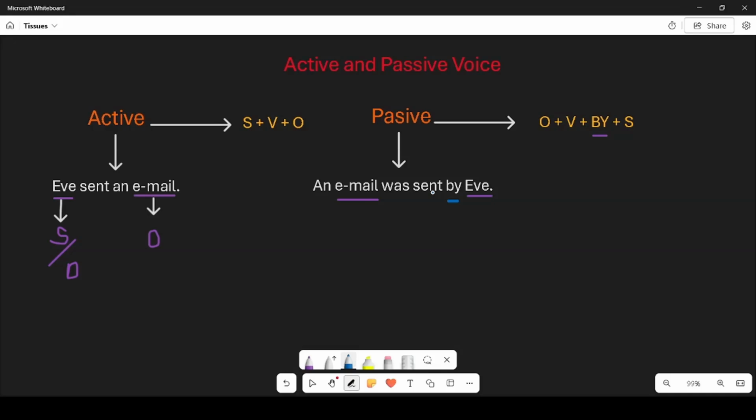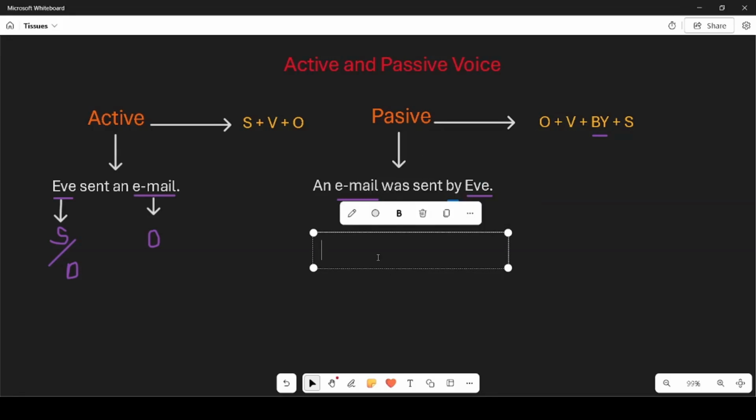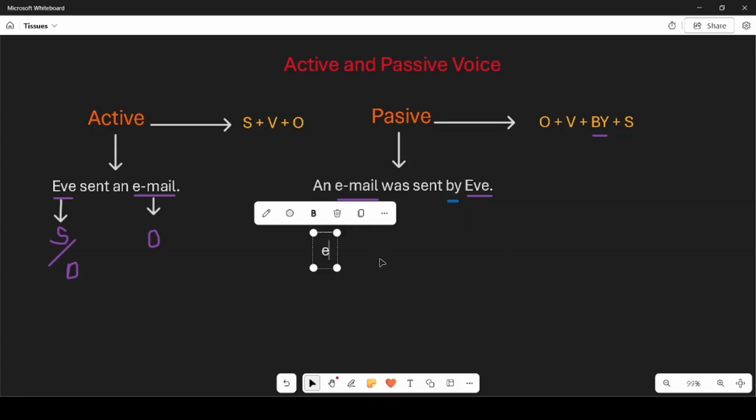We use passive voice when the doer of the action is obvious. For example, English is spoken all over the world. English is spoken all over the world by who? By the people, of course. So when the doer of the action is obvious, and we don't need to specify it, we use passive voice. For example, English is spoken.